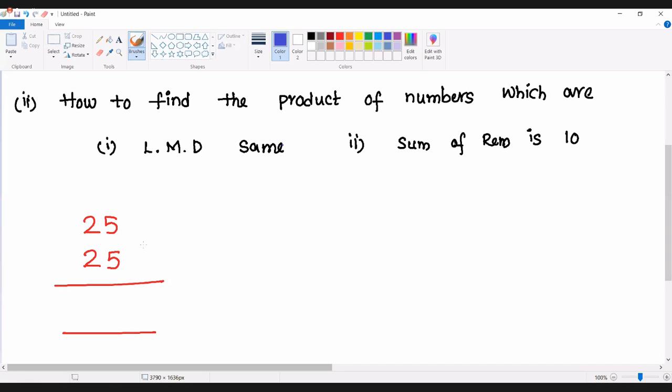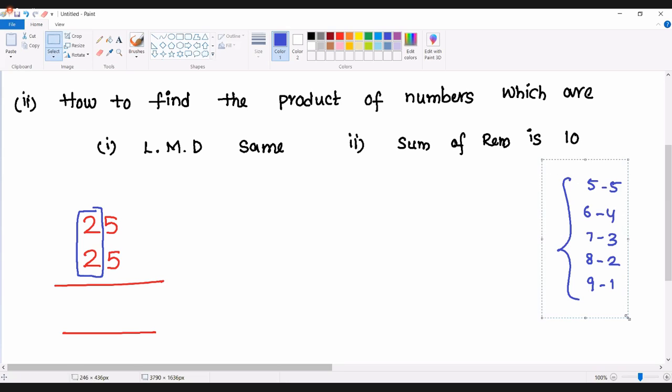So here it is 25 into 25. Please observe the leftmost digit, which is 2. So the first rule is obeyed: the leftmost digit is the same. The second rule is that the sum of the remaining numbers is 10. If you observe 5 and 5, the sum is 10. It is not only 5 and 5; it can be 6 and 4, 7 and 3, 8 and 2, or 9 and 1. Any one of these pairs sums to exactly 10.